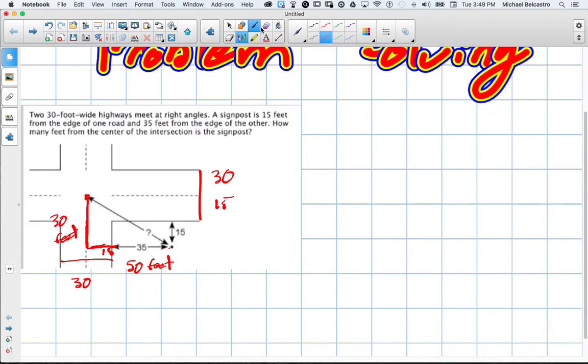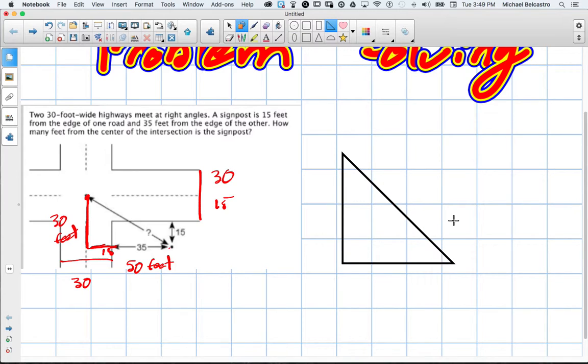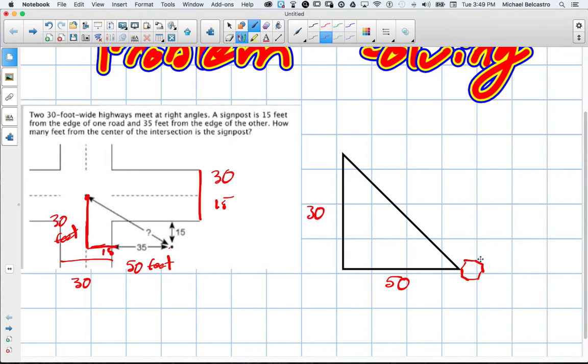Okay, so if we were to redraw this triangle, here we go. If we try to redraw this here, our measurements are going to be 50 feet and 30 feet. Okay, and the question is, how far is it? If this is our sign, maybe it's like a stop sign. Doesn't make sense for it to be on the road, to the middle of the highways. This is our unknown value.